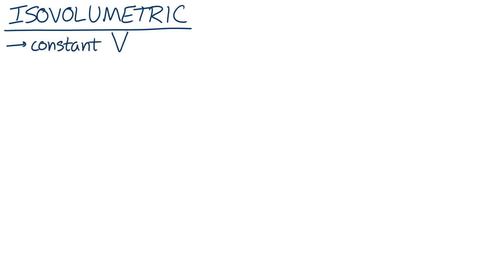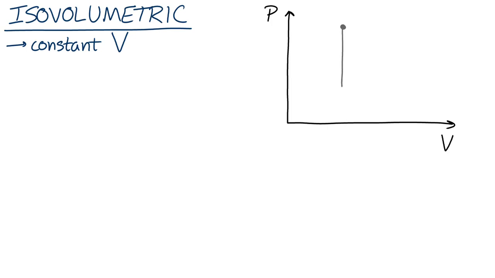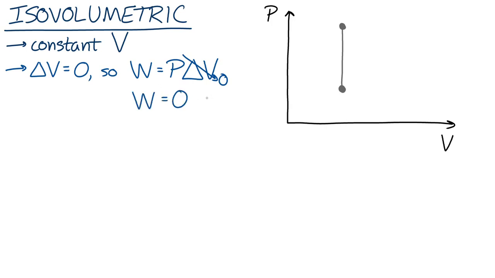thermodynamic process we will look at is isovolumetric. It's a process where the volume remains constant. So if we have our PV diagram, if volume remains constant, then we're moving like this in the diagram. Now in this case, the change in the volume is zero. So let's see, the work done on the environment is equal to the pressure times the change in the volume. Well, if the change in the volume is zero, no work is done.